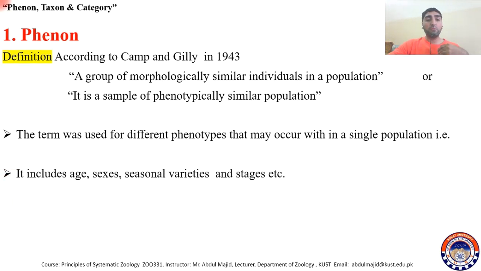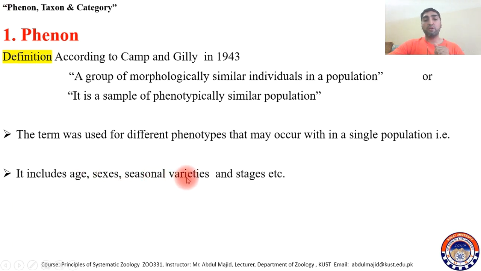And then sexes, meaning male and female. Male and female have very different physical appearances. That's why male and female are different phena. So for example, in a class of both male and female, if you separate the girls on one side and boys on the other side, boys are one phenon and the girls are another phenon.